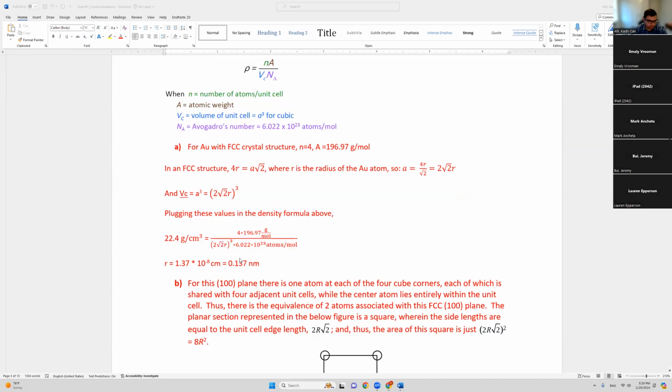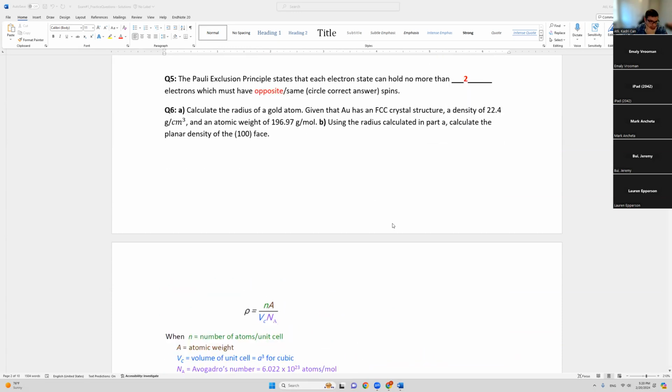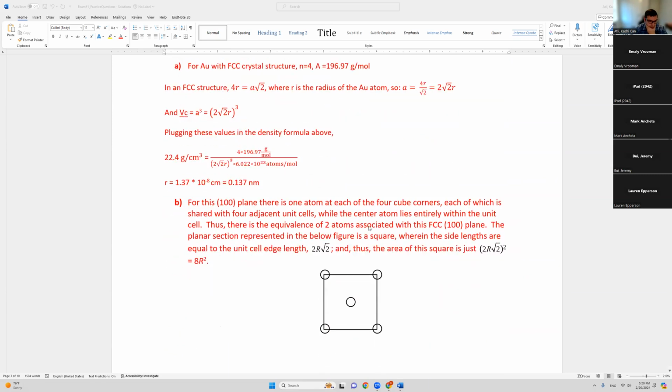So we found R. The second part of the question is: using the radius calculated in part A, calculate the planar density of the 100 plane. For this part, you need to know what the 100 plane is for the FCC unit cell. So this is the 100 plane for the FCC unit cell. We have this atom at the center of the plane, and we have 4 corner atoms. And these atoms are actually in touch with each other, okay?